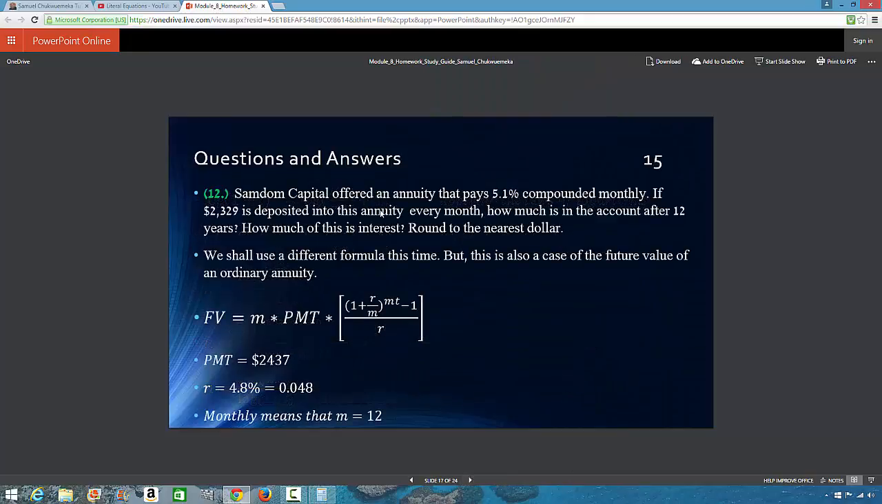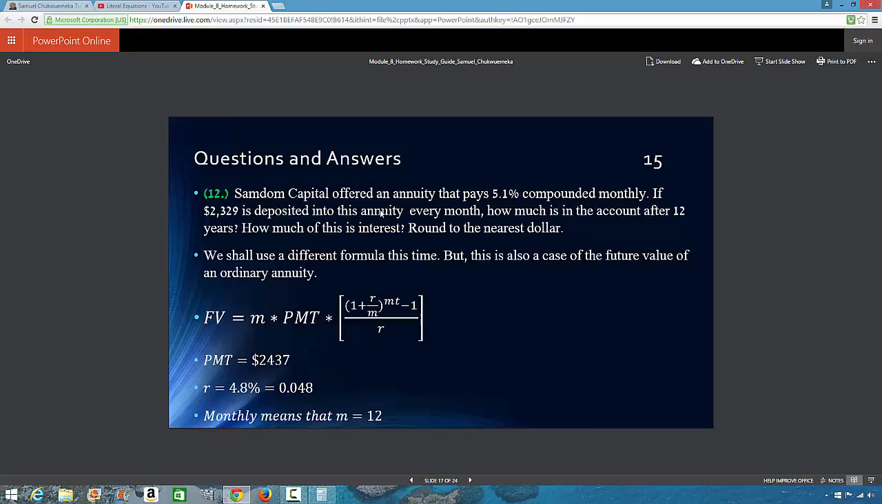Question 12. Samdom Capital offered an annuity that pays 5.1% compounded monthly. If $2,329 is deposited into this annuity every month, how much is in the account after 12 years? How much of this is interest?